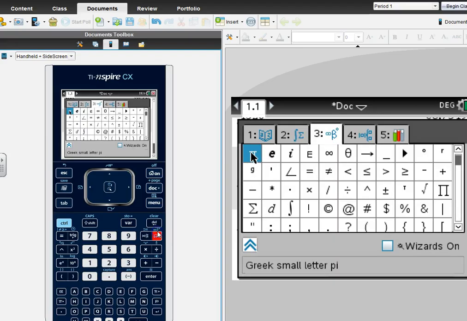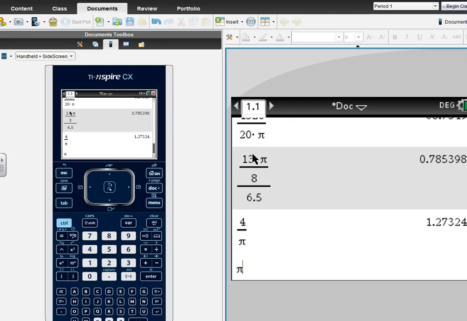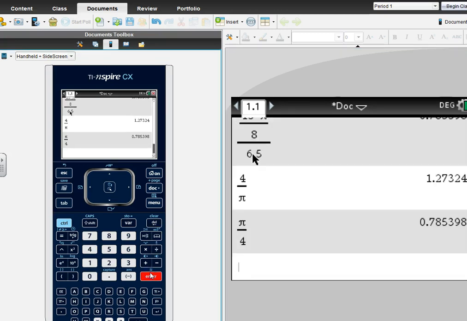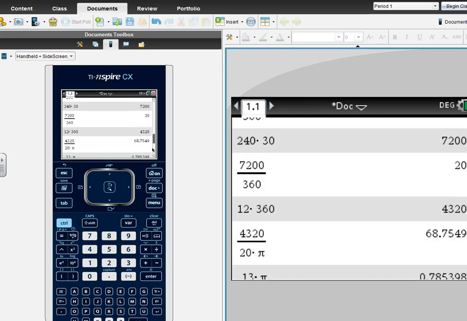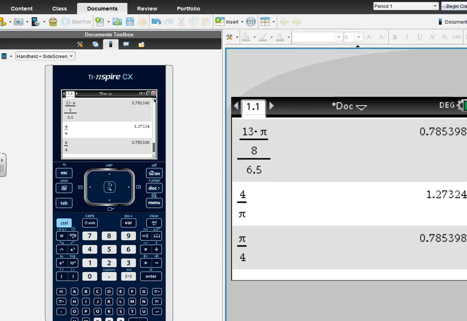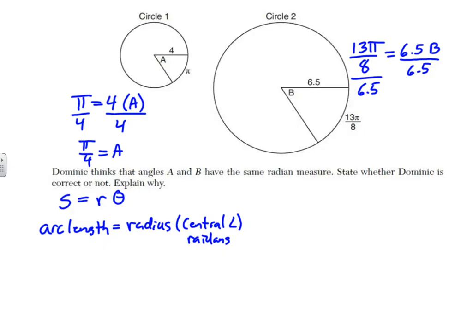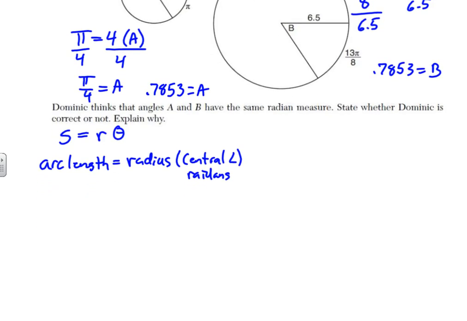Okay, so let's try that. So pi divided by 4, 0.7853. What was the other one? 0.7853. So what do we notice? Well, they're actually the same. Okay, so this is 0.7853 equals A, 0.7853 equals B. Dominic thinks that angle A and angle B have the same radian measure. And so, yes, Dominic is correct.